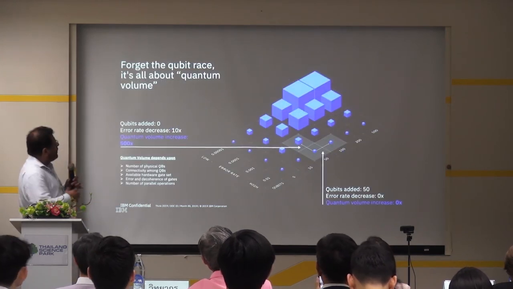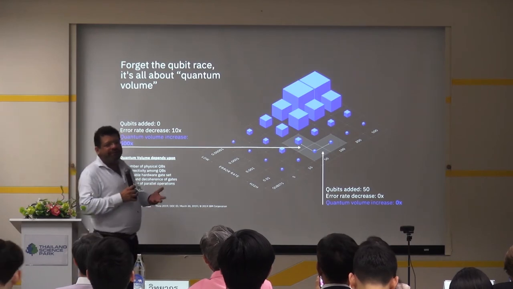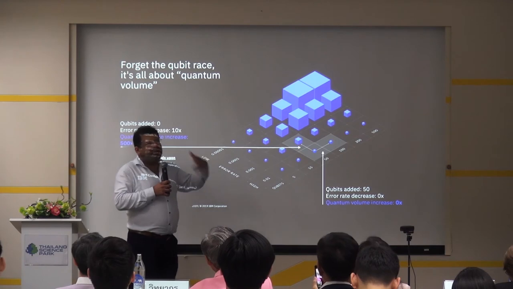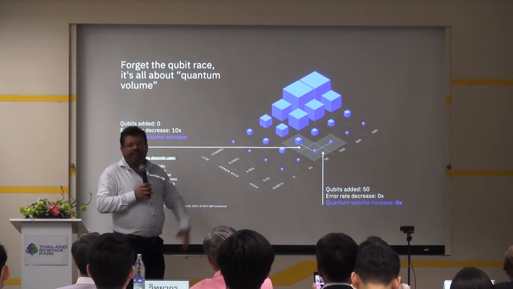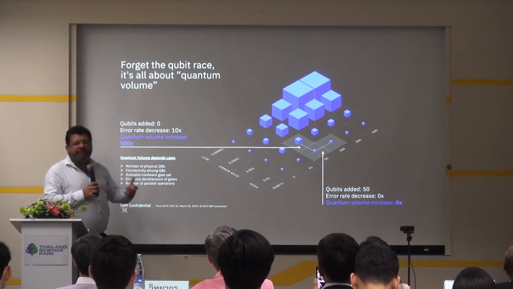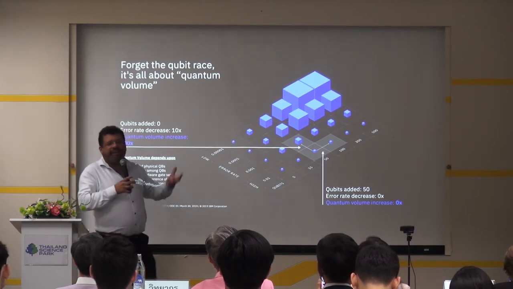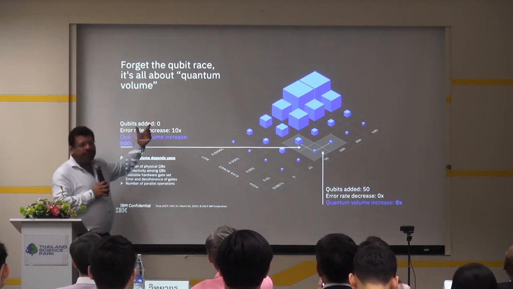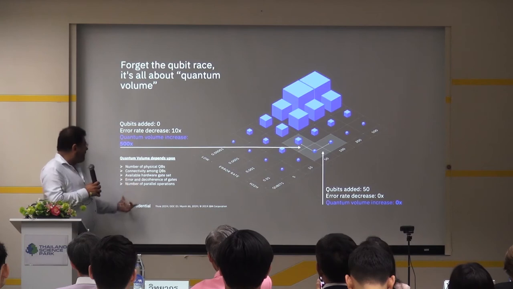So one of the questions I always get, and some people always ask, is: how many qubits do I need to do something? Or how many qubits is enough to surpass a classical computer? The reality is, with classical computers it's bits: more bits, more processing power. In quantum, it's quantum volume. And that's basically a combination of five different features.